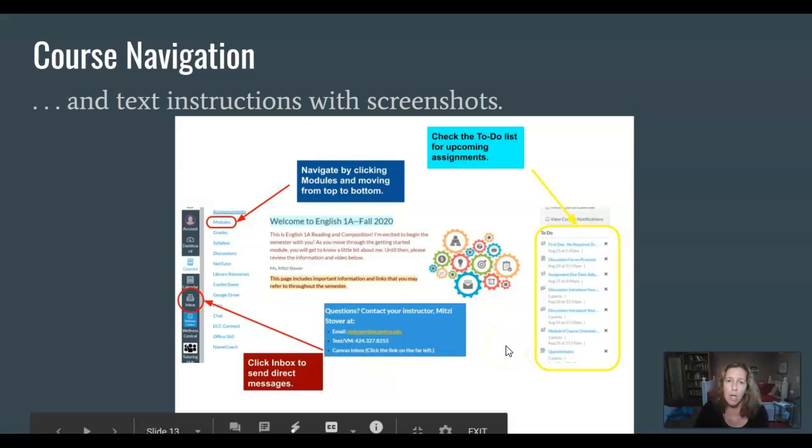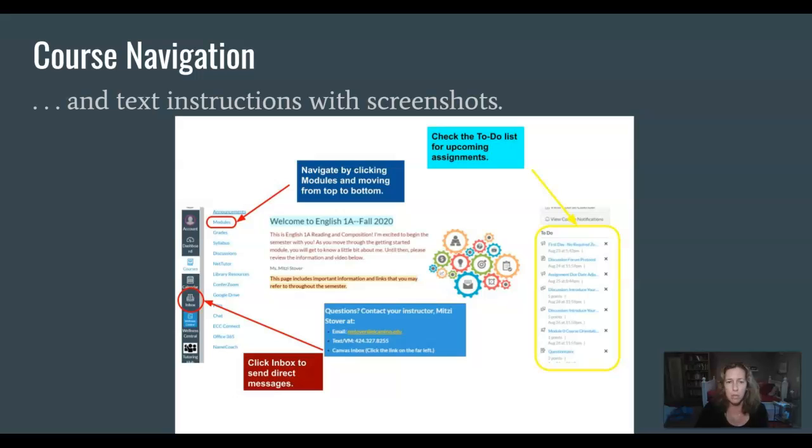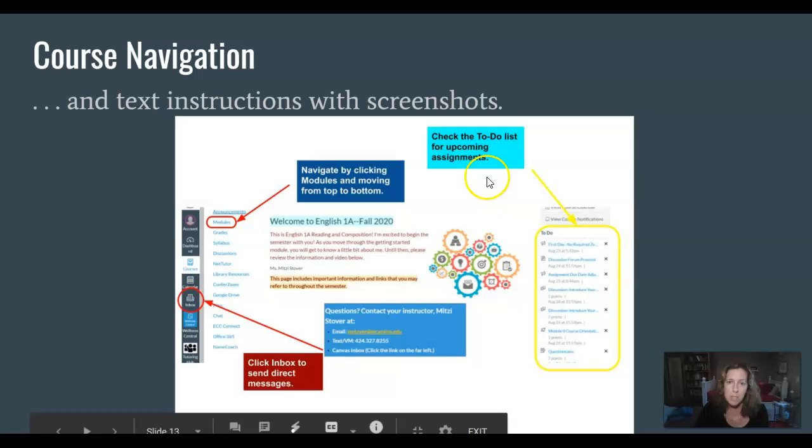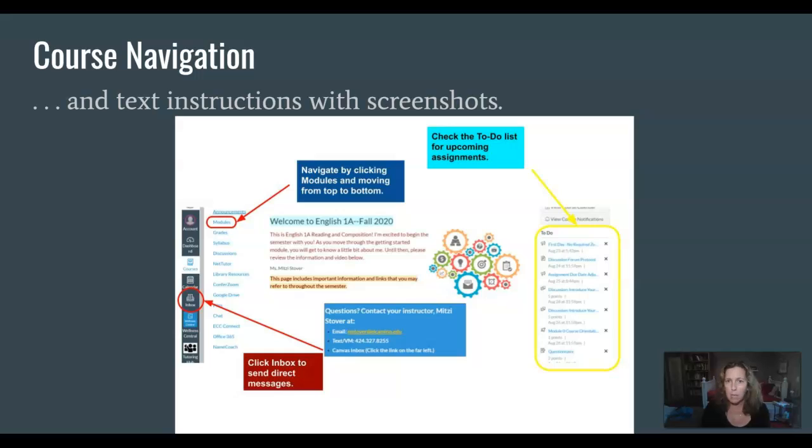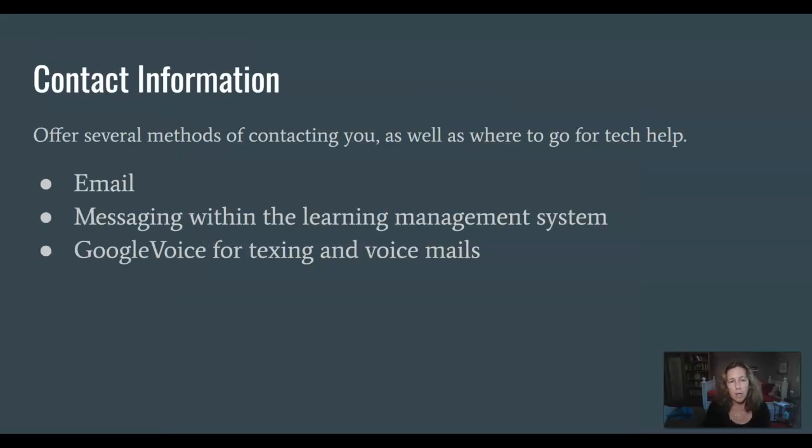All I did here is I took a screenshot and then I copied the image into a Google drawing, and then I added these shapes and these text boxes. So it's a pretty simple and quick process. So I include both. I've got my navigation video, and then I've got this screenshot and text that explains the same information.